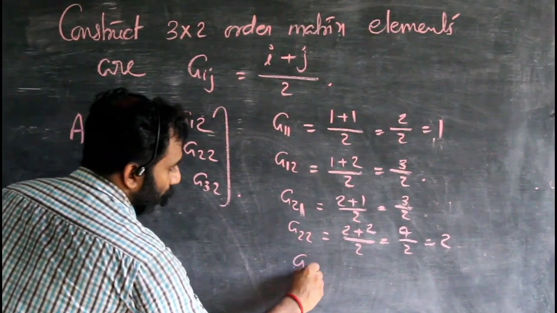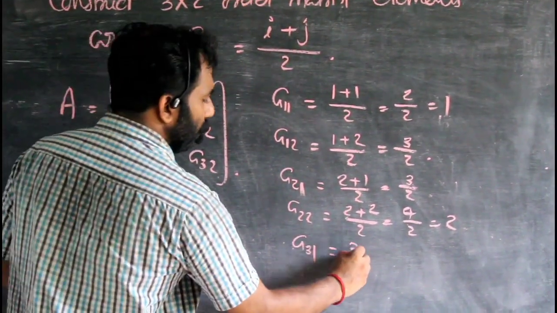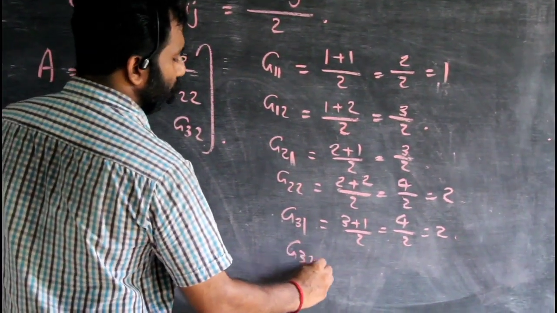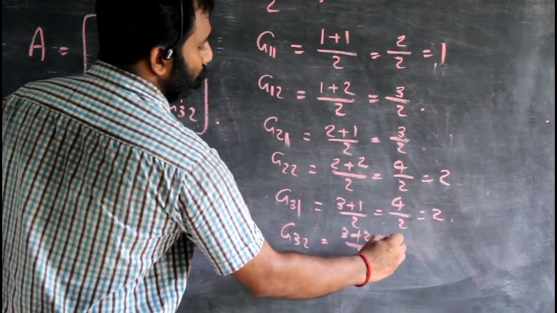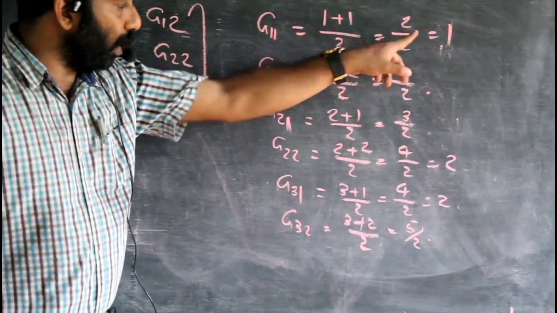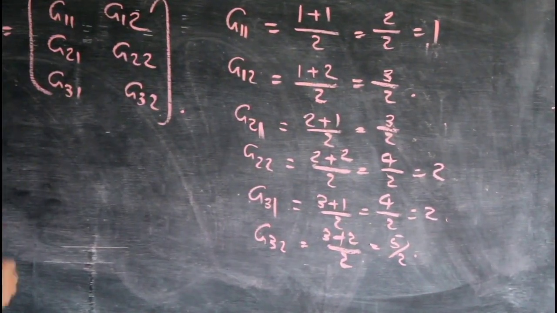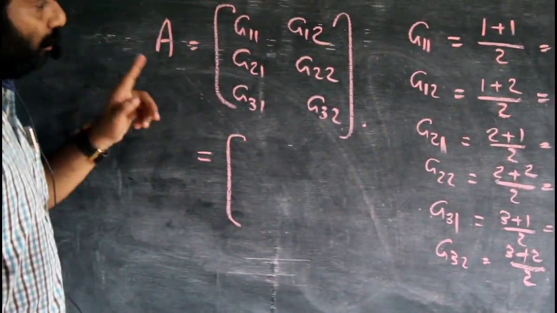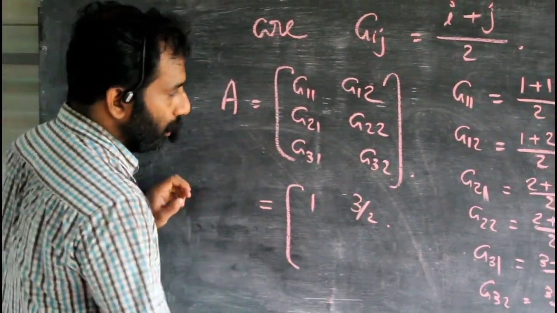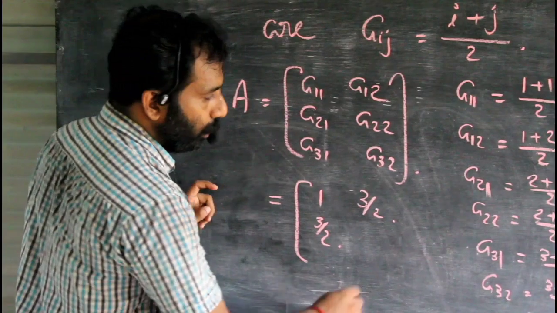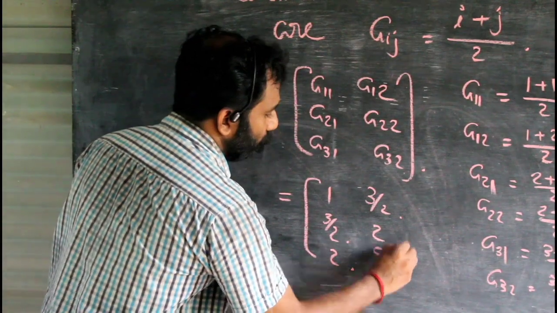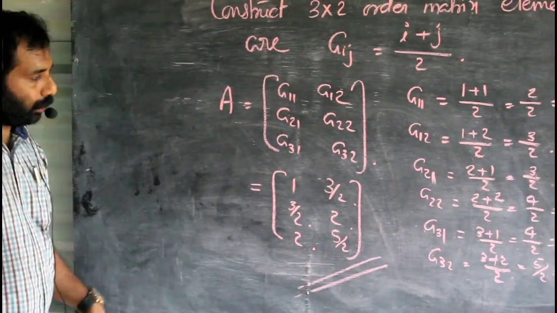Last row, A31 equals (3 plus 1) by 2, equal to 4 by 2, equal to 2. A32, that is (3 plus 2) by 2, equal to 5 by 2. So we got all the elements. A11 is 1, A12 is 3 by 2, like this. So we can construct the matrix as A11, that is 1, A12, 3 by 2, A21, that is again 3 by 2, A22, that is 2, A31, it is 2, and last A32, it is 5 by 2. So this is the matrix.